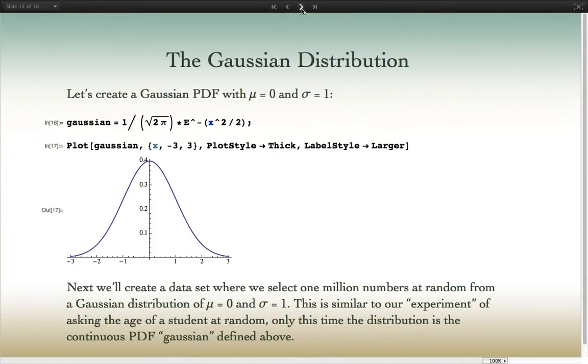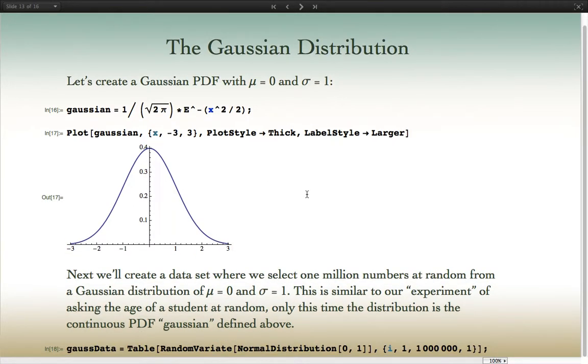Now let's take this a step further. Let's create one particular Gaussian distribution, and we're going to creatively call it Gaussian. So that's right here. We've set mu equal to 0 and sigma equal to 1. So this is our distribution right here, and here's a plot so you can see what it looks like.